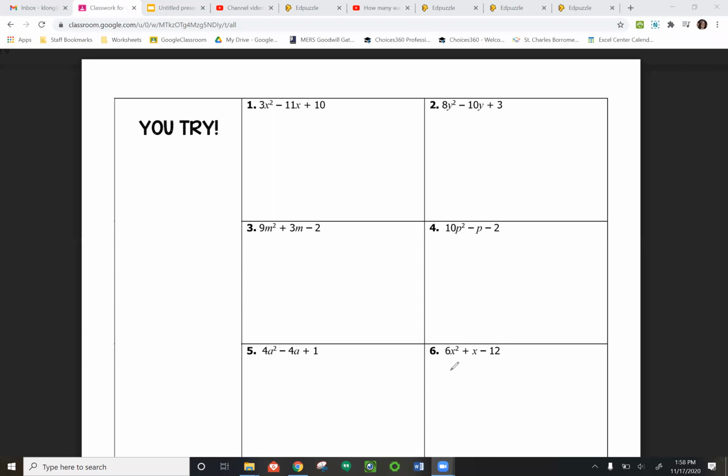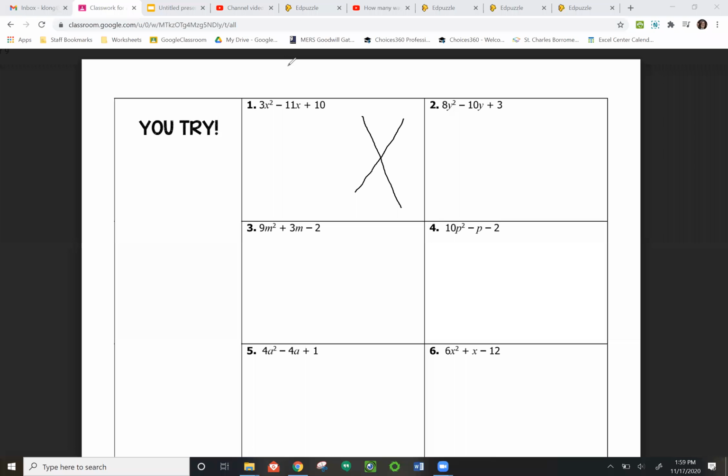All right, let's do a few more examples. On number one, I have a trinomial. The very first thing you want to do is see if there's any common factors that you can pull out. There's nothing you can divide evenly into 3, 11, and 10, so there's no greatest common factor. I will have to use the x method since my leading coefficient is another number besides 1.